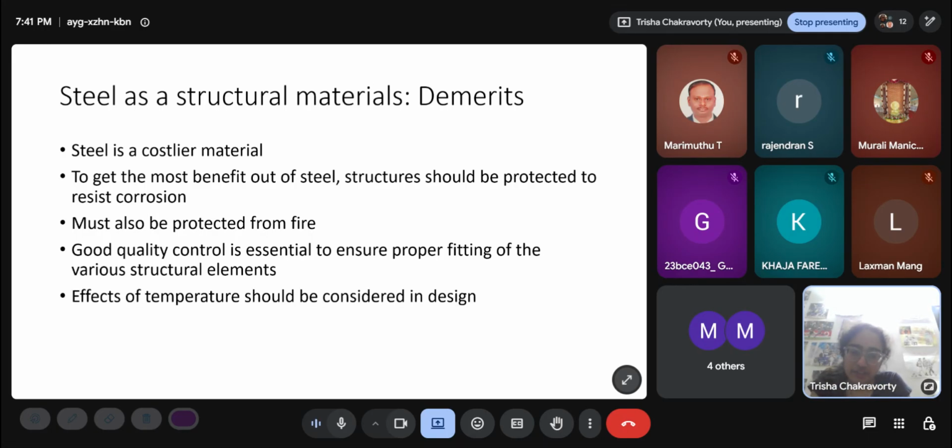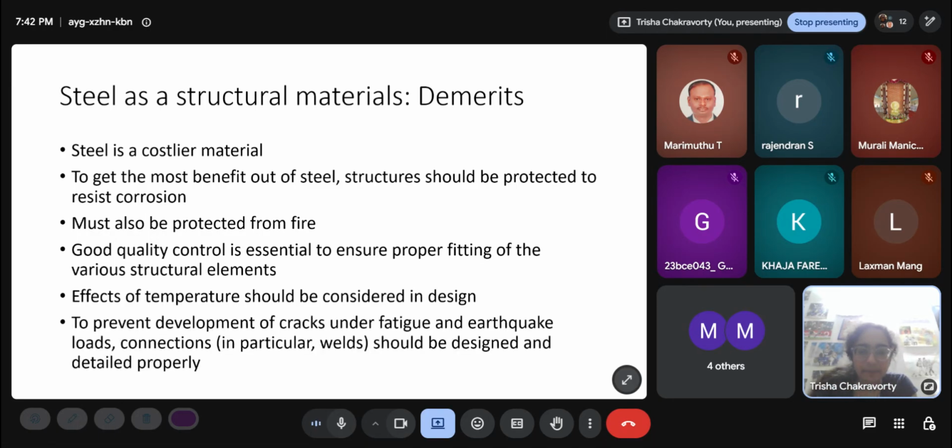And effects of temperature should be considered in design, because you know that the temperature coefficient alpha, alpha into delta T, is the strain developed in any material. If there is a delta T increase or decrease in temperature, every material has a coefficient of thermal expansion denoted by alpha. So alpha delta T is quite high for steel. So we have to consider the effects of expansion and contraction, because temperature increase and decrease can also introduce tension or compression in the material, no?